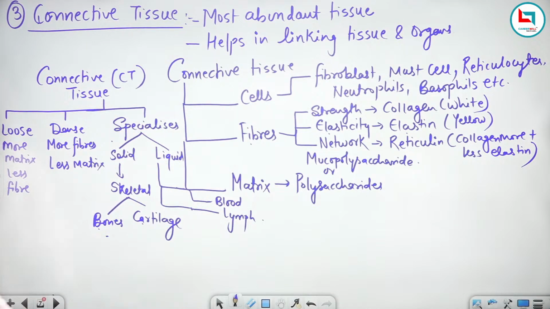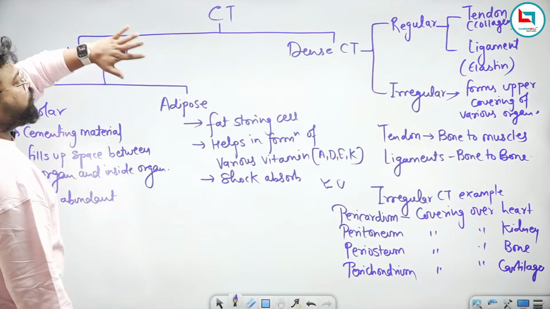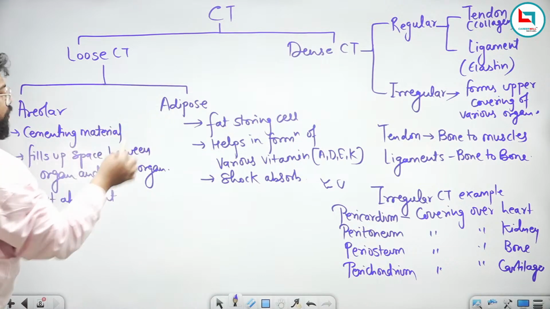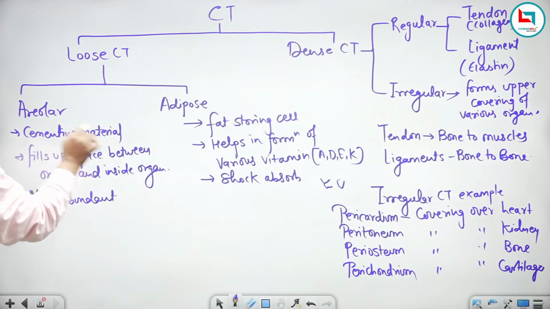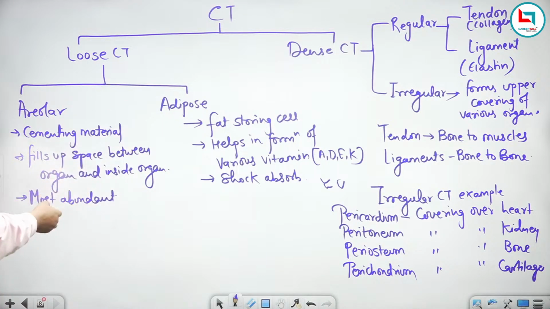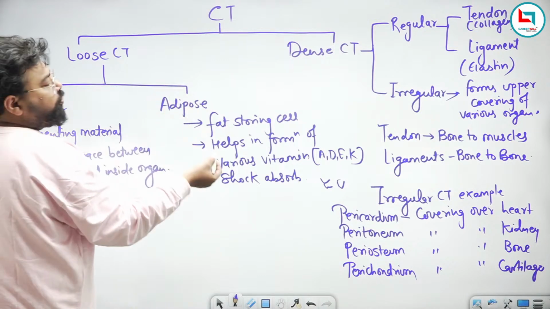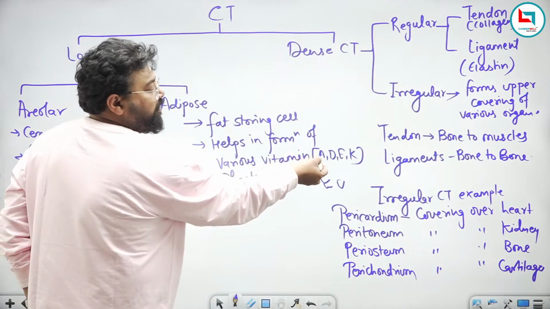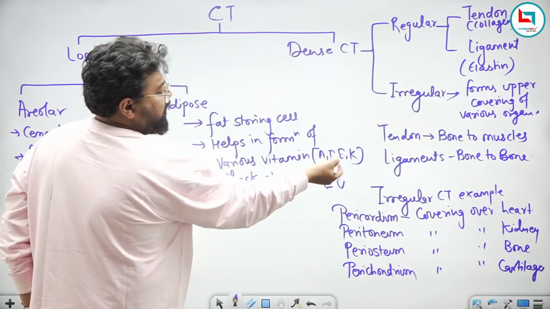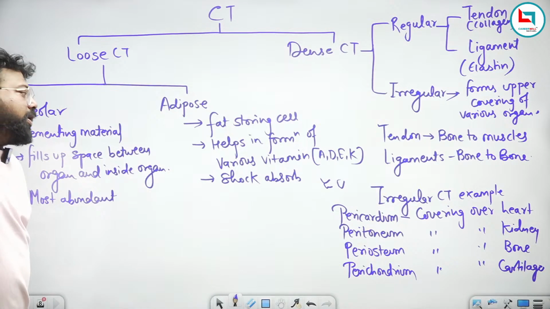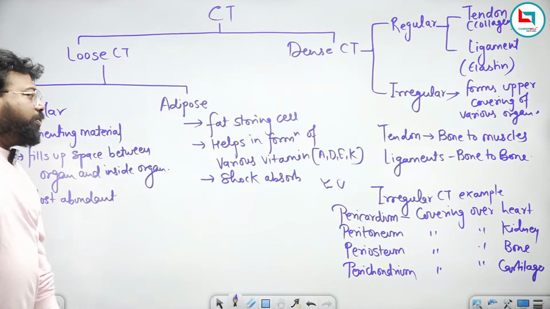Here we have discussed loose connective tissue, dense connective tissue. Loose connective tissues are of two types. One is areolar, another is adipose. Areolar connective tissue works as a cementing material. It fills up the spaces between the organs and inside the organ and is the most abundant type of connective tissue in our body. Adipose tissues are the fat storing cells. It also helps in the storage of fat soluble vitamins like ADEK, and it also helps in preventing our body from mechanical shock.